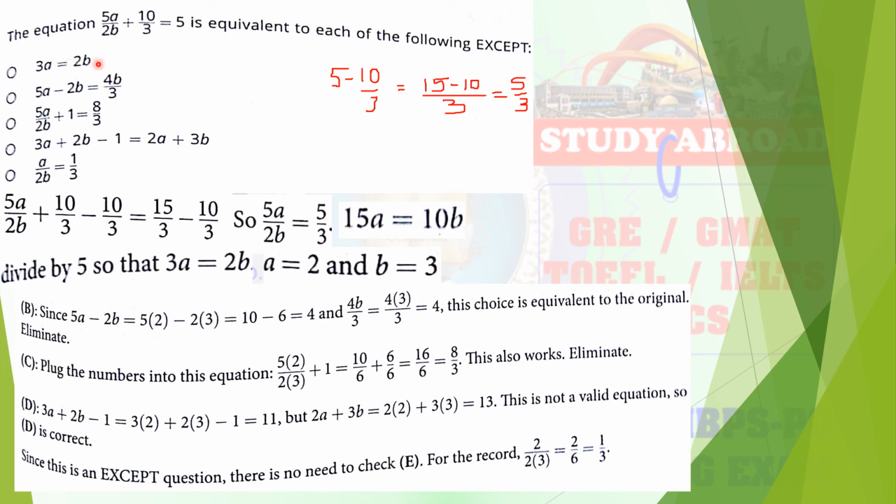So left hand side is equal to right hand side. Why? Because both sides are 6 only. Okay, next go for the B option. B option expression is what? 5a minus 2b is equal to 4b divided by 3.